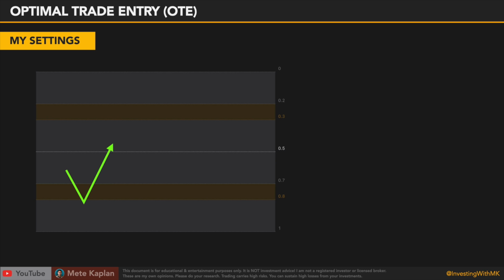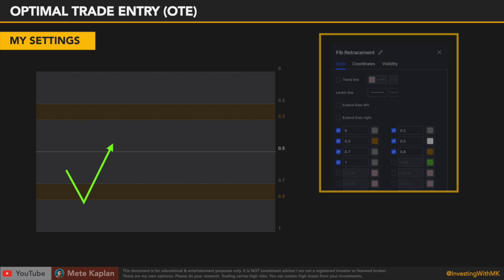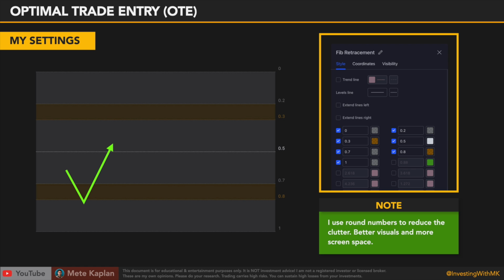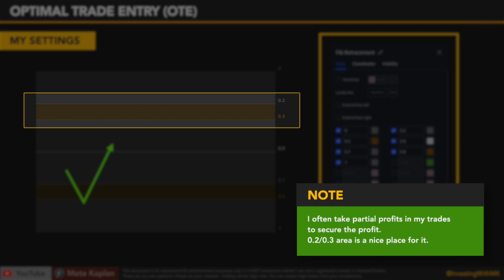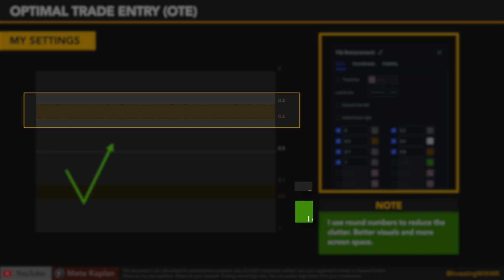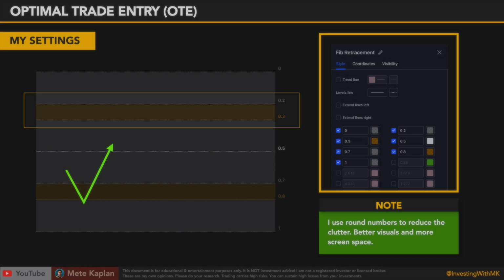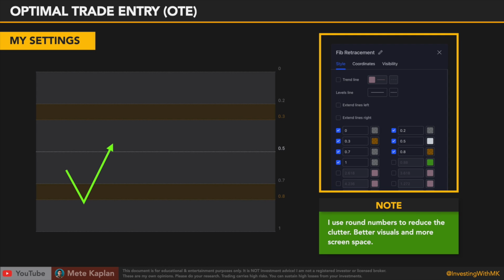Let's talk about my settings. As you can see on the screen, I use round numbers because I don't want to see the clutter of those floating numbers. I also use 0.2 and 0.3 levels to take partial profit, because in my trades, I usually take partial profits and secure them. Again, what I teach in this video is how I use the tools and my trading style.